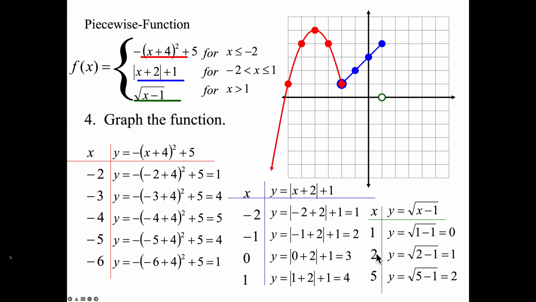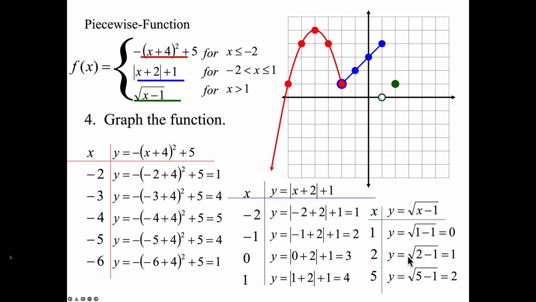Then I'm going to pick 2 because 2 minus 1 is 1. The square root of 1 is 1. Perfect. I can plot that point, (2, 1). Then I'm going to pick a 5 because 5 minus 1 is 4. So I don't want to test 3 or 4.